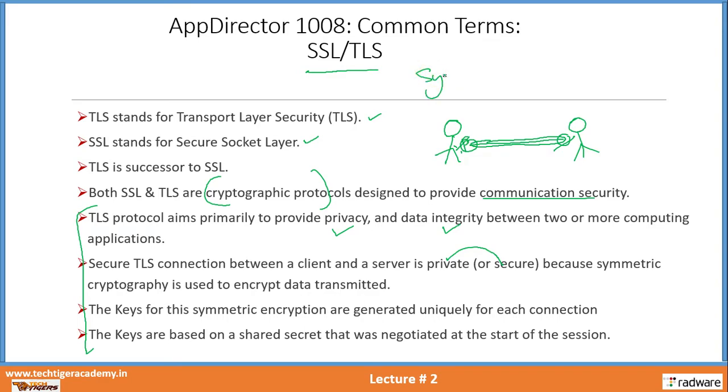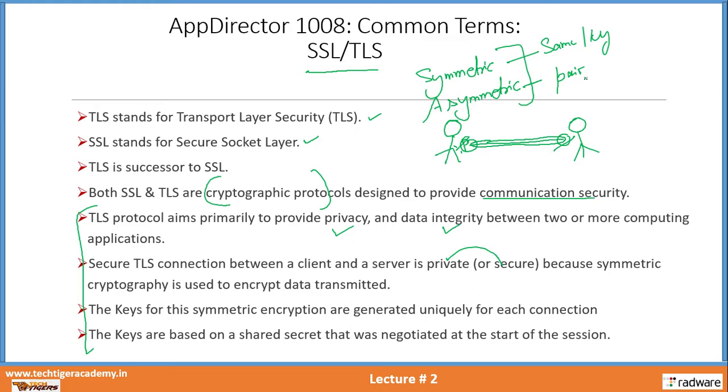One is called symmetric, the other is called asymmetric. Symmetric is the one where the same key is used to encrypt and decrypt. In asymmetric, a pair of private and public keys is used.